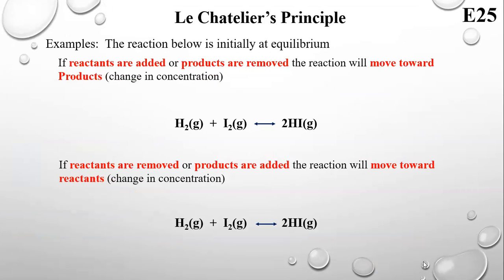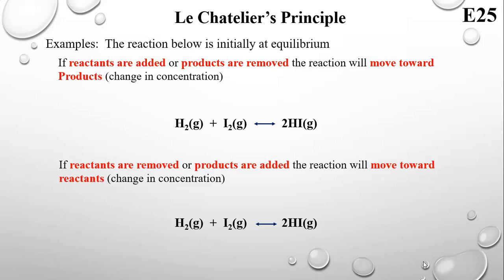Okay, so here are some examples. If reactants are added or products are removed, the reaction will move towards products and the change in concentration. So just think about that. H2 plus I2 gives you 2HI, and let's assume that we had the equilibrium concentrations of the reactants and products that we showed in the earlier example. If we add more H2 or I2, it doesn't have to be both, but if we add more H2 or I2 to this reaction, it's going to want to move to the right. It's going to want to form more products, more HI.